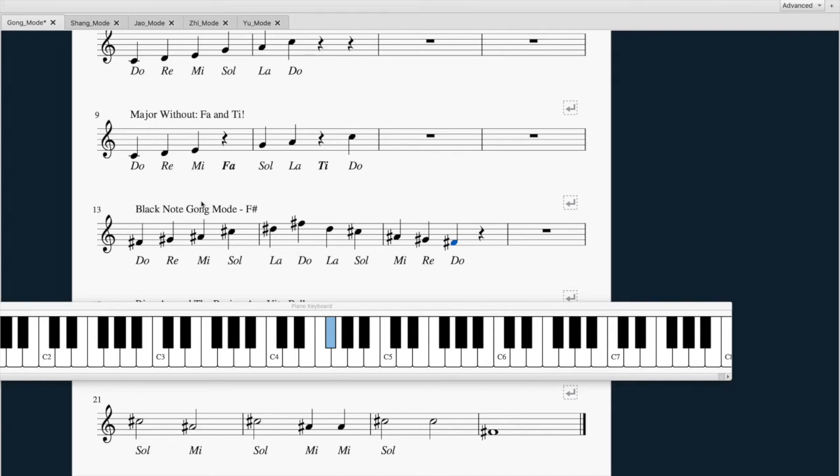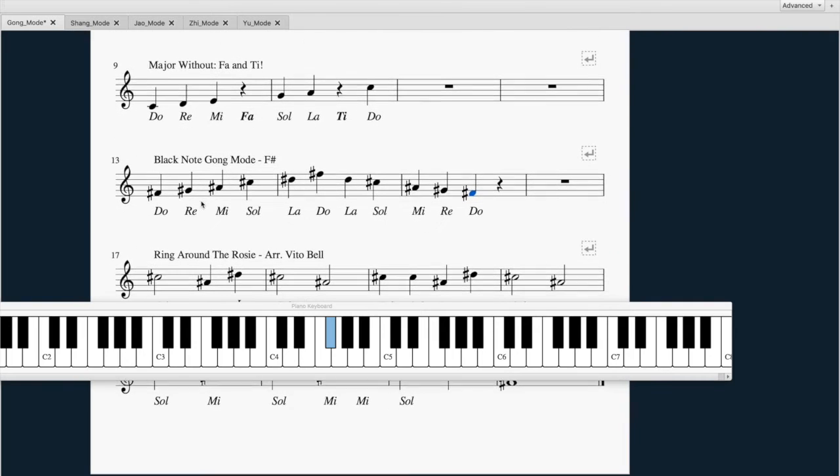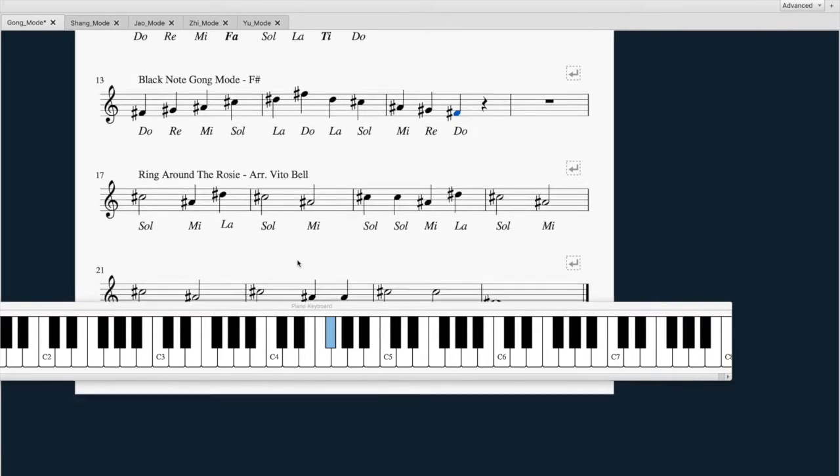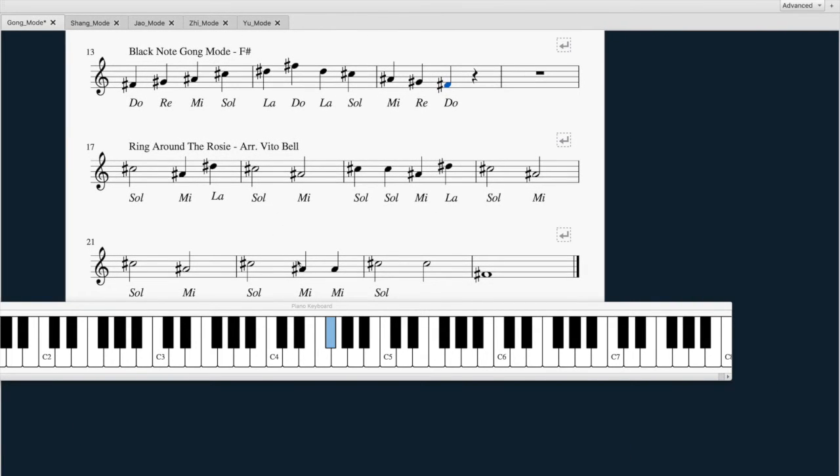So simple, really awesome. Okay, now that we have done it, also you can look at Ring Around the Rosie and listen to that, or sing that to yourself if you would like to become closer to Gong Mode.